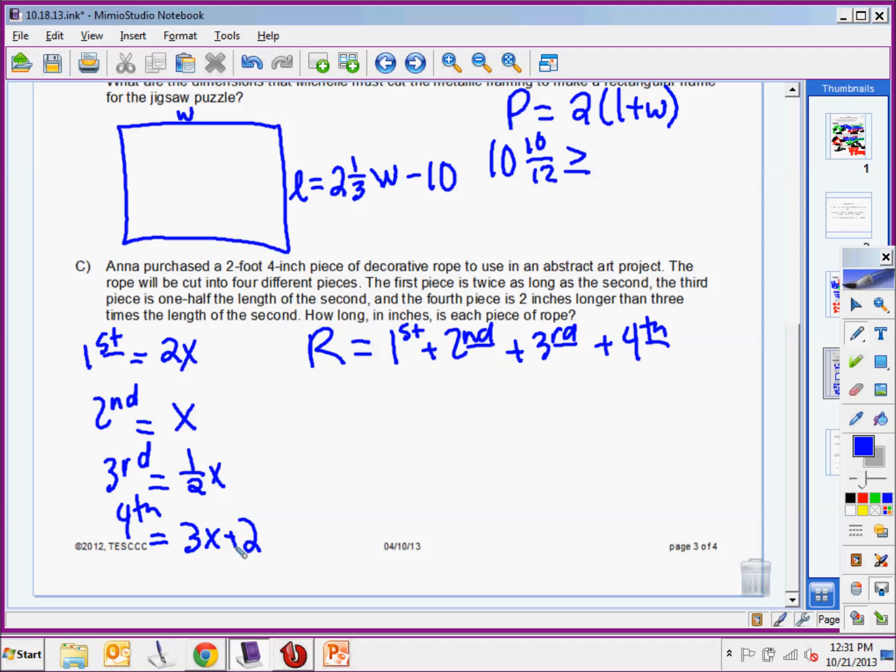Okay? So my rope, what's the biggest my rope can be? 2 feet 4 inches, which reduces to 2 and 1/3 feet. So that's my maximum. And then plug it all in. Plug it all in, and then will you be able to tell me what each length is? Yes, once you solve for x.